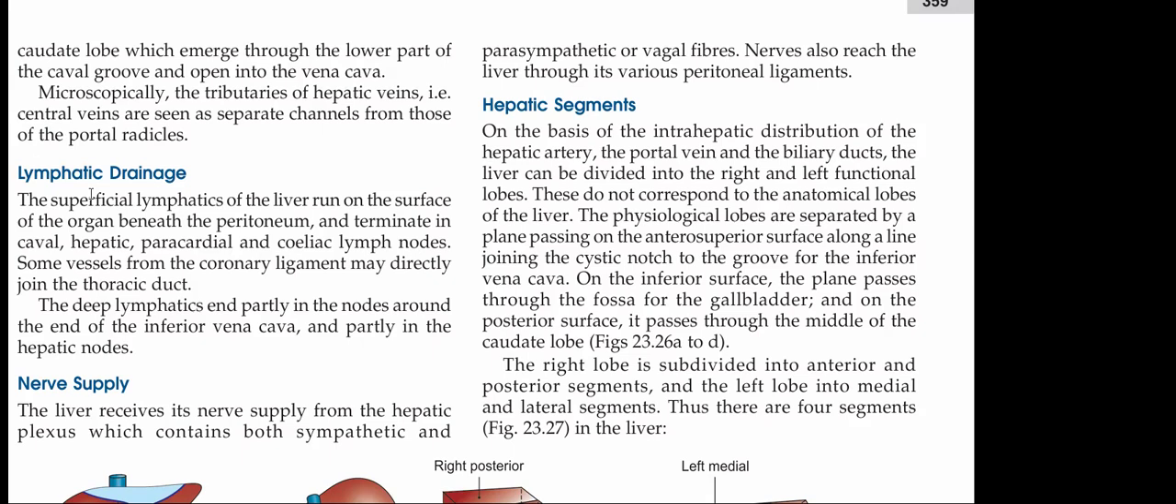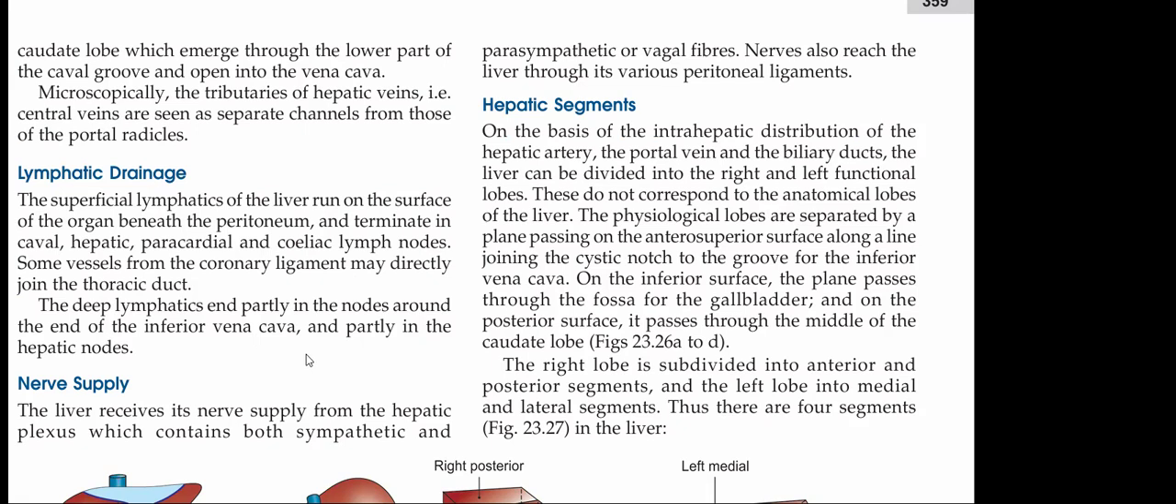Lymphatic drainage. The superficial lymphatics of the liver run on the surface of the organ beneath the peritoneum and terminate in caval, hepatic, pericardial, and celiac lymph nodes. Some vessels from the coronary ligament may directly join the thoracic duct. The deep lymphatics end partly in the nodes around the end of the inferior vena cava and partly in the hepatic nodes.